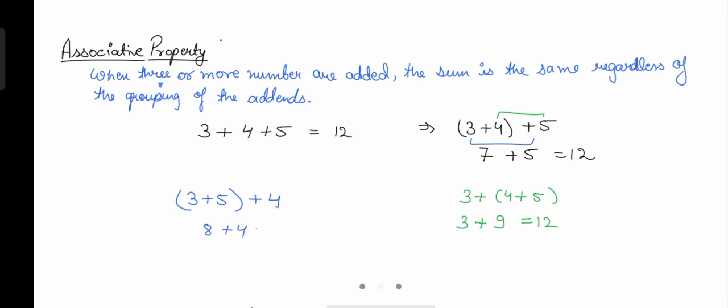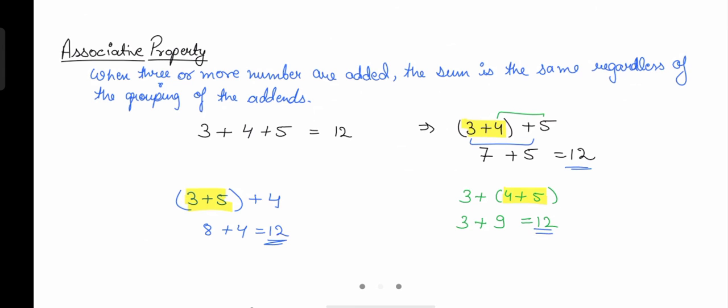What will be my answer? My answer will be 12 again. So in all of these cases, no matter how I group up the numbers, first 3 and 4, then 4 and 5, then 3 and 5, if it is an addition and you are talking about whole numbers, the sum will always be equal, no matter how you group up these three numbers.